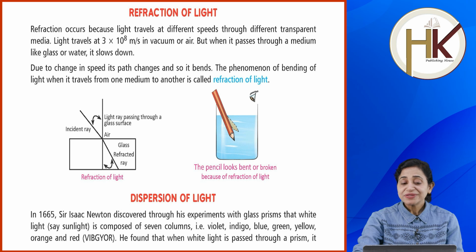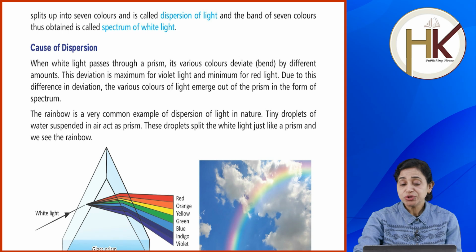Dispersion of light. In 1665, Sir Isaac Newton discovered through his experiments with glass prisms that white light, say sunlight, is composed of 7 colors: violet, indigo, blue, green, yellow, orange and red. He found that when white light is passed through a prism, it splits up into 7 colors. This is called dispersion of light, and the band of 7 colors thus obtained is called the spectrum of white light.